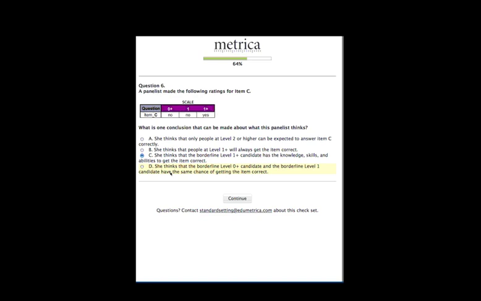What about D? Does she think that the borderline level 0+ candidate and the borderline level 1 candidate have the same chance of getting the item correct? Not necessarily. We know that the borderline level 1 candidate has more proficiency than the borderline level 0+ candidate. In all likelihood, the borderline level 1 candidate has a higher chance than the borderline level 0+ candidate of getting the item correct. But in this panelist's estimation, neither one of these candidates would get the item correct.